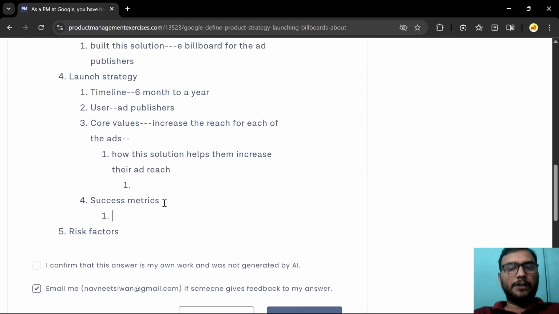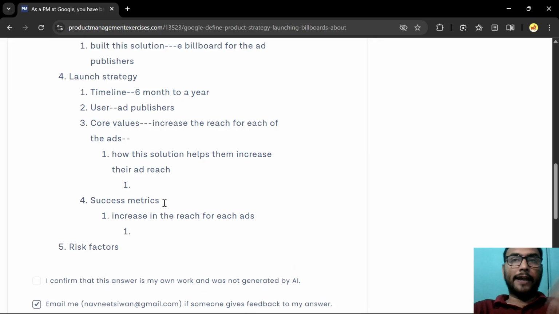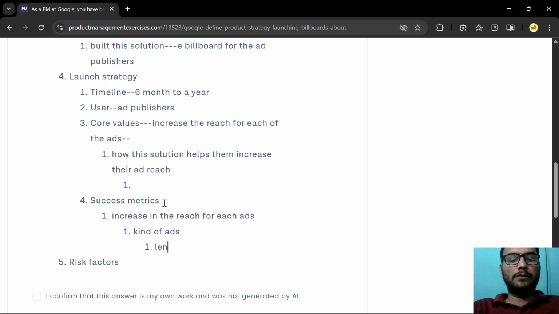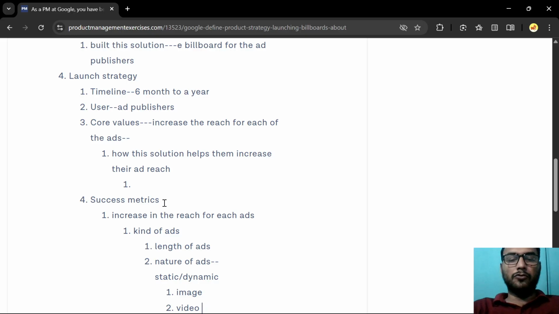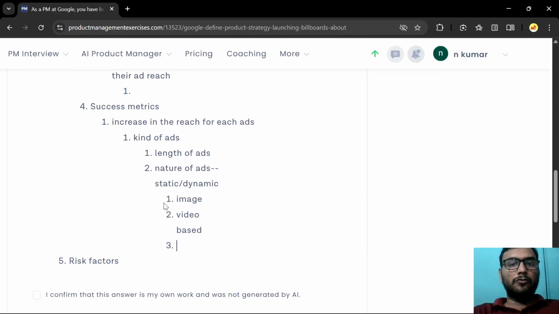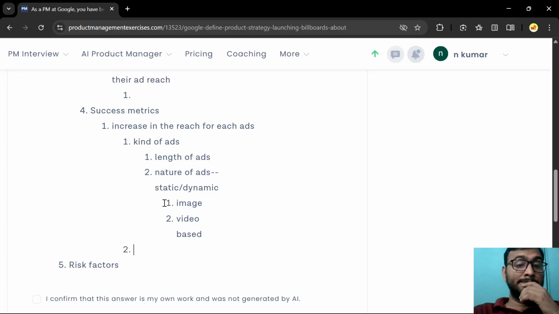And now moving on, what the success matrix for this would be, of course, is the increase in the number of reach for each ad. And if you try to go a bit further, the kind of ads, maybe in a particular segment, the length of the ad, the nature. By nature, we mean is it a static or a dynamic ad? Is it an image based or a video based ad? So this kind of thing can go in a bit.